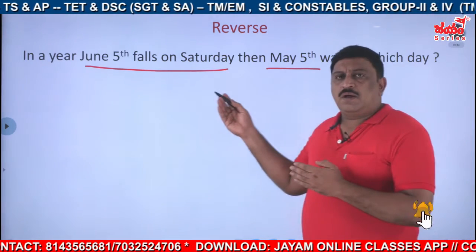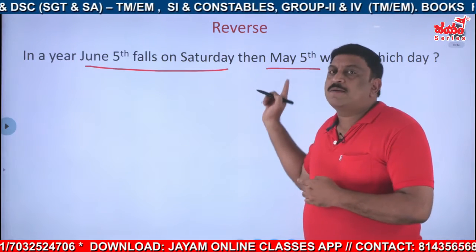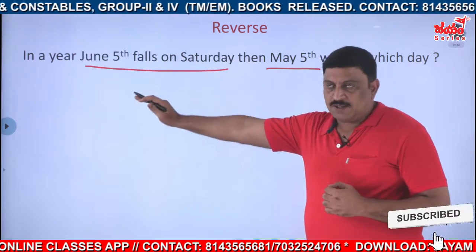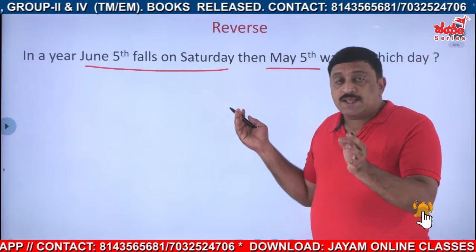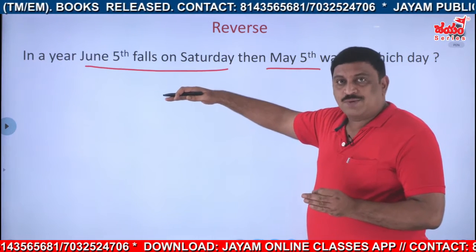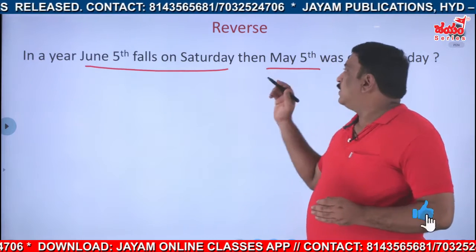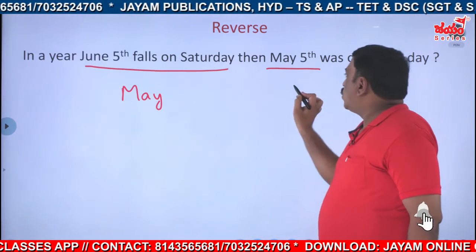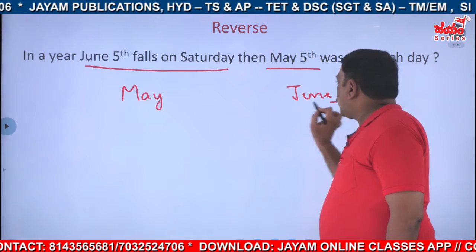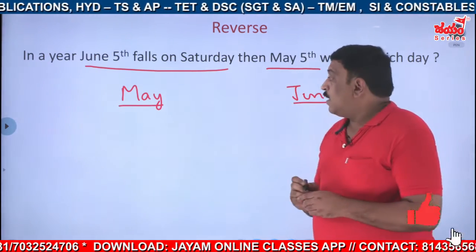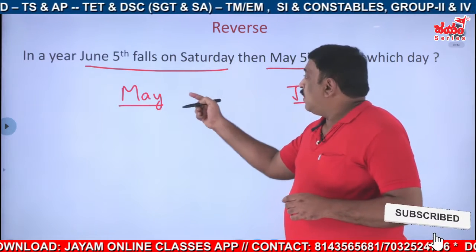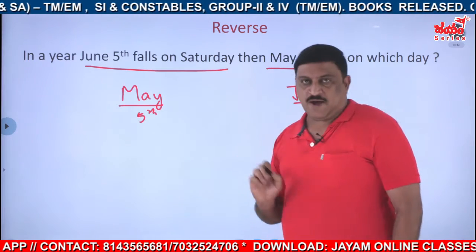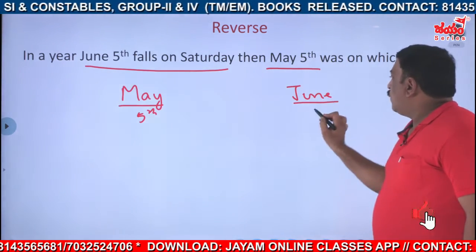Here, according to the calendar, which month comes first? Is it May or June? May will come first, then only June. Just like in the calendar, you try the question in that manner only. That is, May should come first, then only June. Right? Okay. May, which day are they asking? The 5th. May 5th, they are asking.